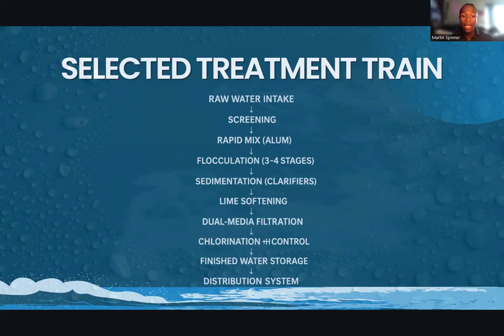Moving on to dual media filters, which provide the final particle polishing. The UV disinfection ensures the 4-log Giardia inactivation, and chlorine provides a lasting residual in the distribution system. And then finally, pH stabilization prevents corrosion before the water is stored and distributed.